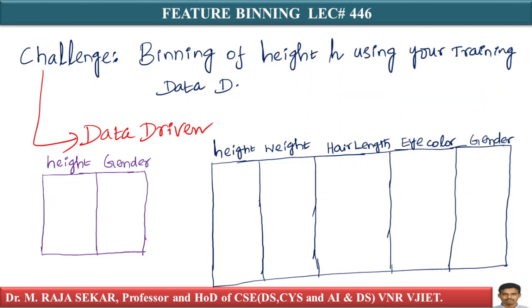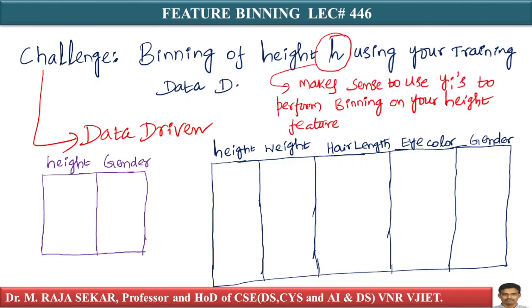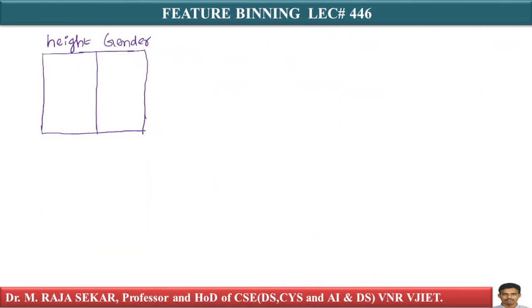So it always makes logical sense to use the yi's, and gender is nothing but your yi's, because you want to predict your yi's. So it makes sense to use the data which is in the yi's to perform binning on your height feature. So I construct a table like this.